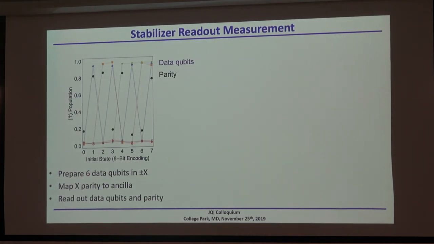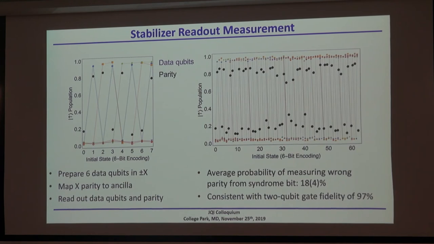And here, to characterize this, we vary the initial state of our 6 qubits in the X basis, here encoded as a binary number from 0 to 7. And we look at the parity, shown in black, detected by our readout of the ancilla. And we can perform this for a full set of 64 states of the 6 qubits.